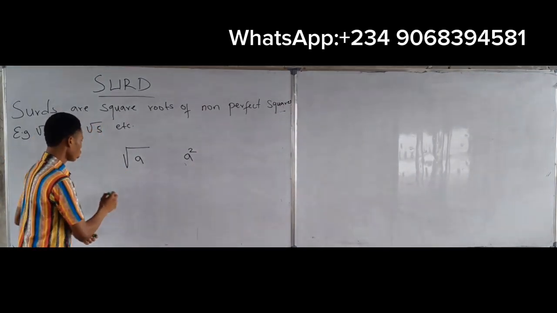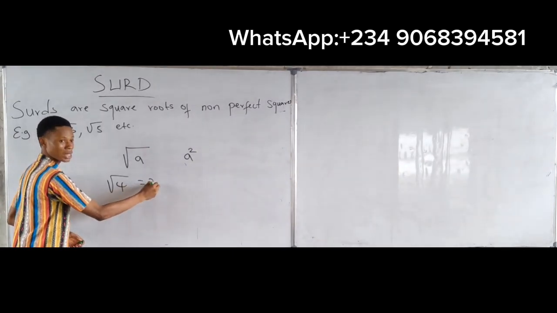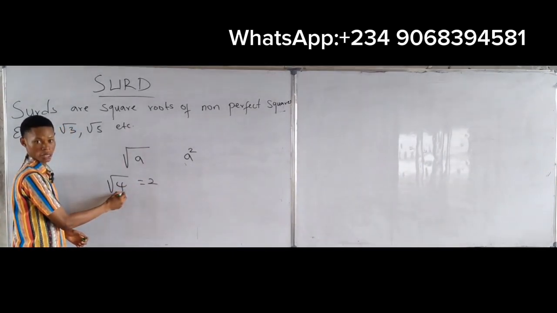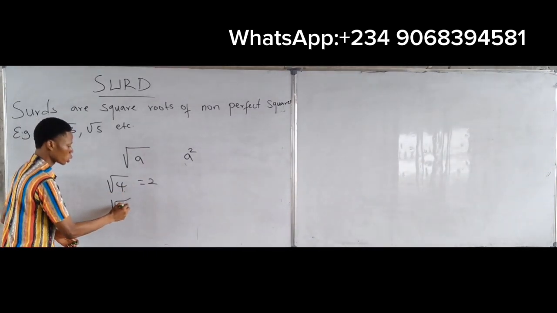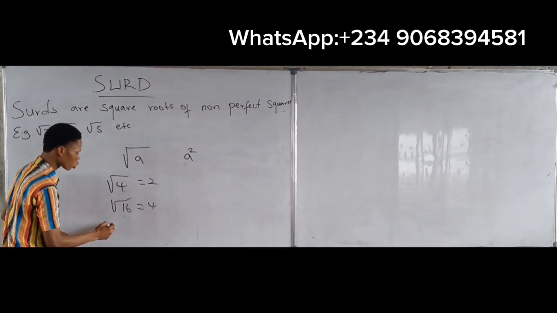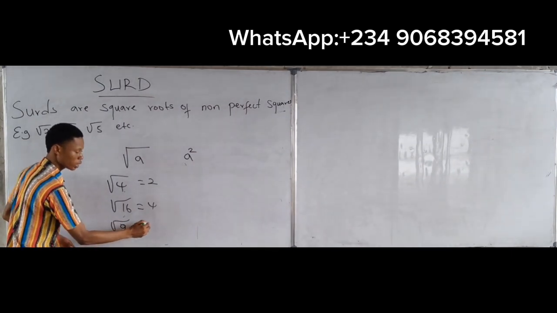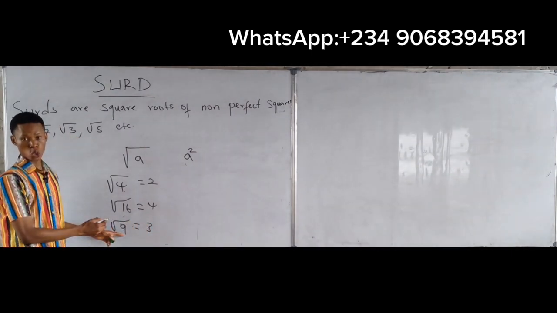This is what I mean. If you have something like this, the square root of 4 is what? 2, right? Meaning 4 is a perfect square. The square root of 16 is what? 4. Meaning 16 is a perfect square. The square root of 9 is what? 3, right? Meaning this is a perfect square also.